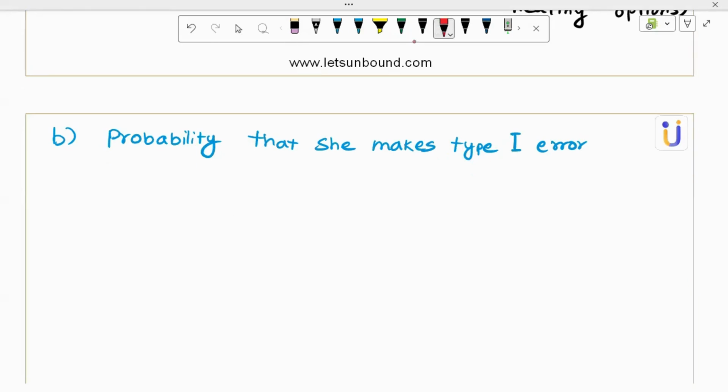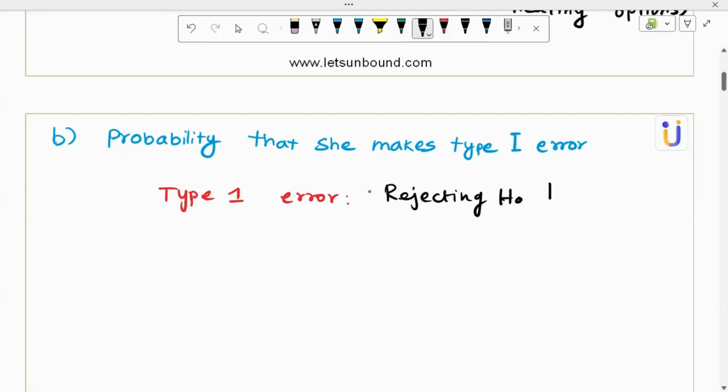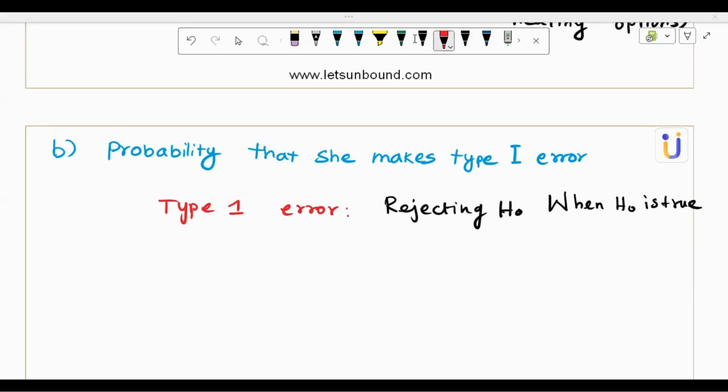Let me mention here. Type 1 error: rejecting H naught when H naught is true. I hope you got it. This is the type 1 error. What is the probability that the type 1 error might happen here?